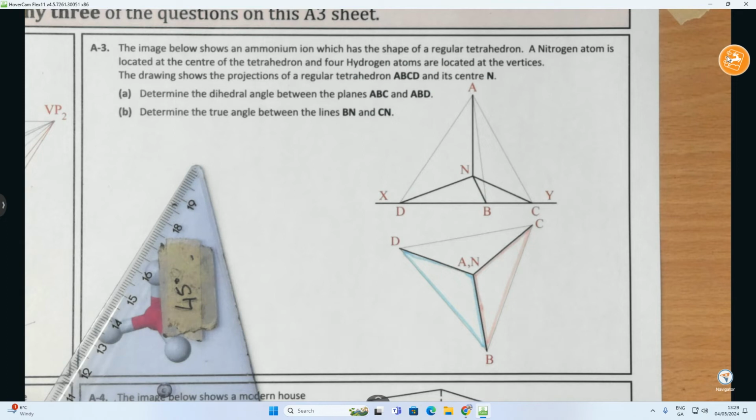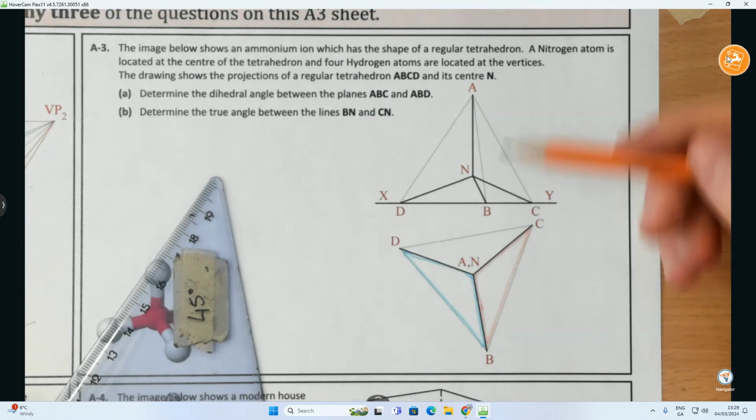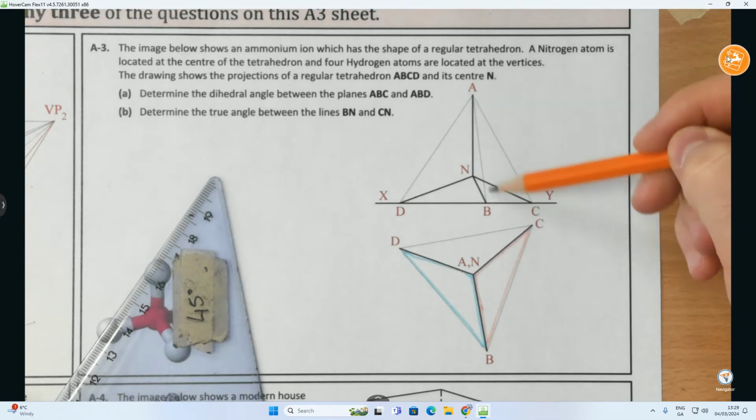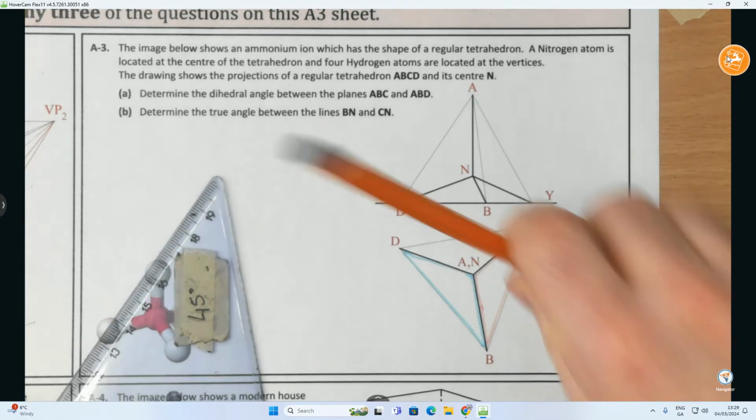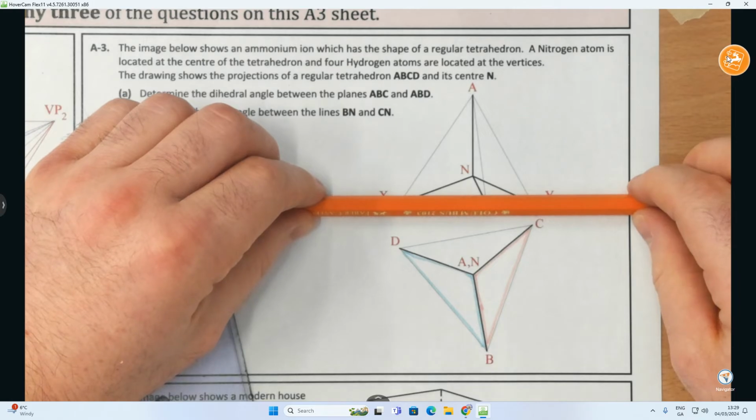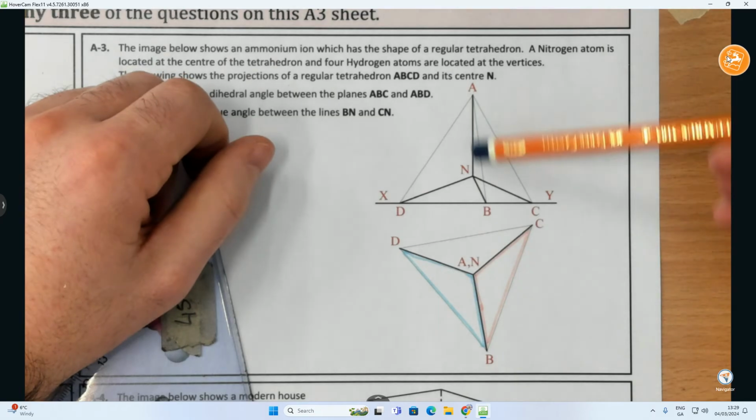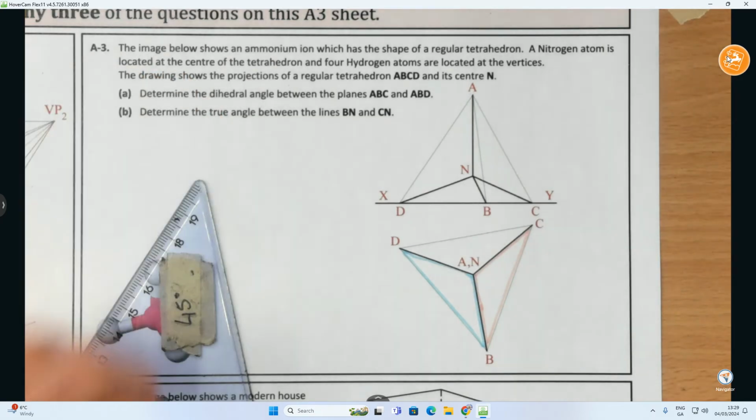Now that we've identified our line of intersection, I need to see that line of intersection as a true length. Is it a true length in elevation? No, because the line AB in plan is not parallel to the XY line. Because it's not parallel to the principal plane of reference, therefore in elevation it's not a true length. And in plan, it's also not a true length because in elevation, AB is not parallel to the XY line.